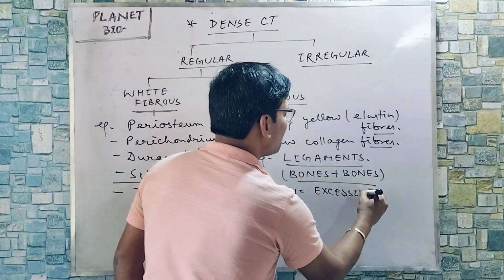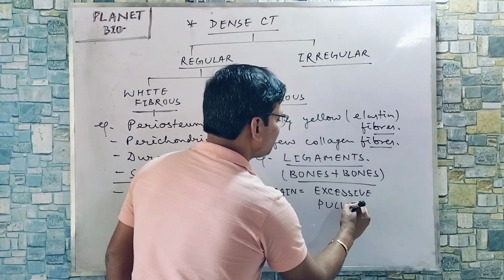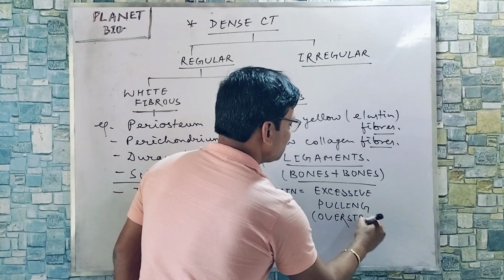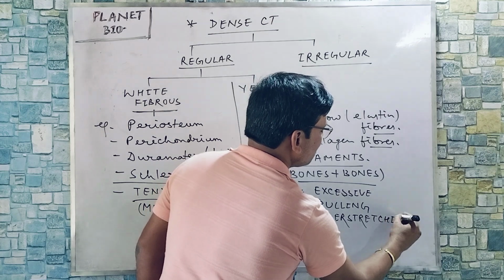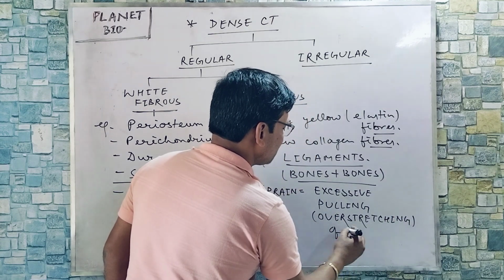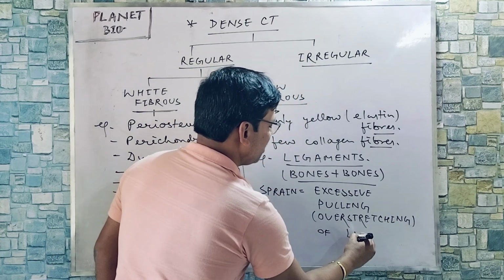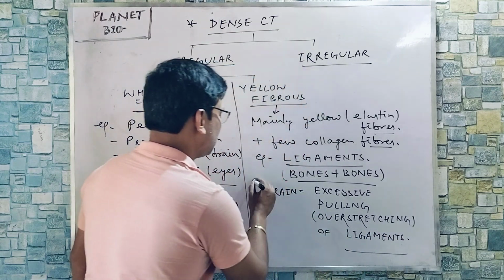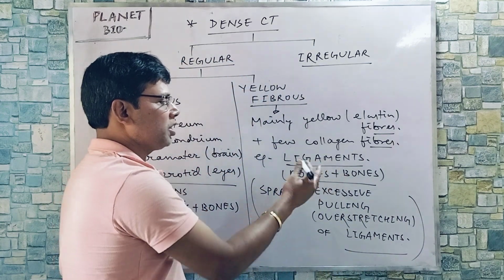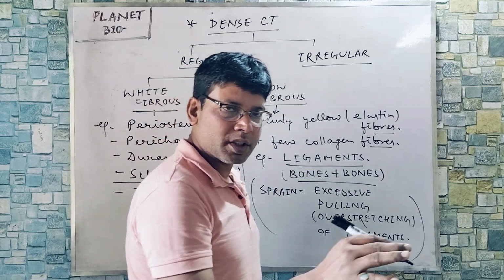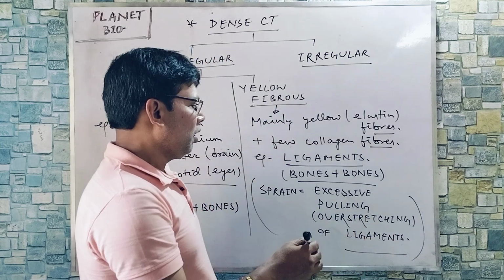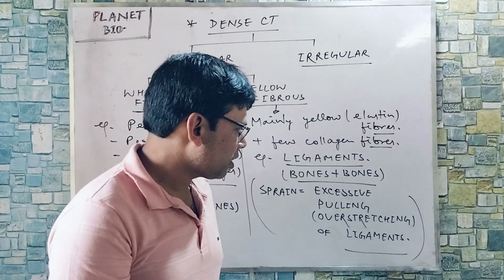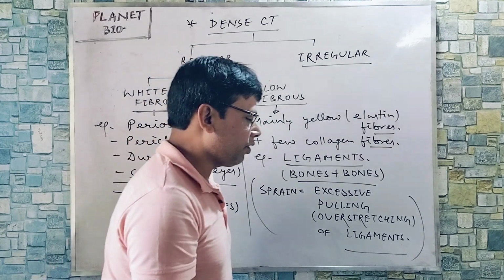pulling or overstretching of ligaments. So application based questions may be asked. Straightforward questions are also asked. Ligaments connect muscles to bones, skin to muscles, bones to bones, and this type of question is also asked. Sprain. It is a condition caused due to excessive pulling or overstretching of ligaments in our body.